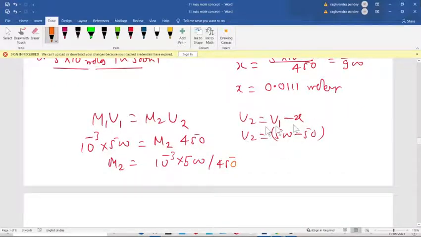That is why the molarity will increase. Molarity is inverse to the volume. There is an inverse relationship. So volume will decrease, molarity will increase. That is the inverse relationship.